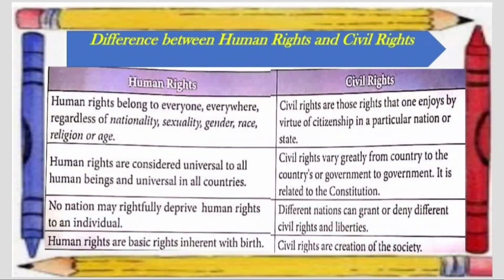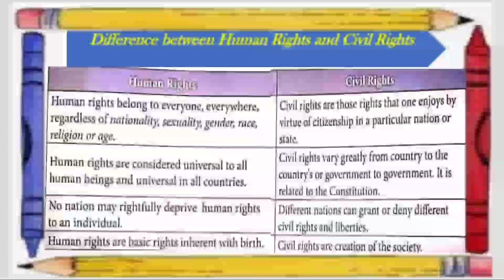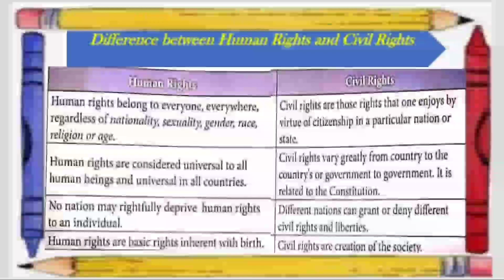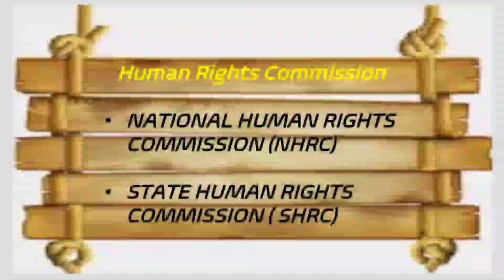எந்த ஒரு தேசமும் தனிநபருக்கான மனித உரிமைகளை பறிக்க முடியாது. Under civil rights, different nations can grant or deny different civil rights and liberties. உரிமைகளை வழங்கவோ மறுக்கவோ முடியும். Human rights are basic rights inherent with birth, but civil rights are the creation of the society. சமூகத்தினால் உருவாக்கப்படுகின்றன.